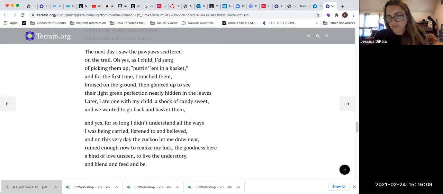So maybe she's starting to notice little things about nature and immersing herself in fruit picking. "Later, I ate one with my child." So this is later on in her life when she's older. "A shock of candy sweet." And we wanted to go back and basket them, like when she was a kid, putting them in a basket.